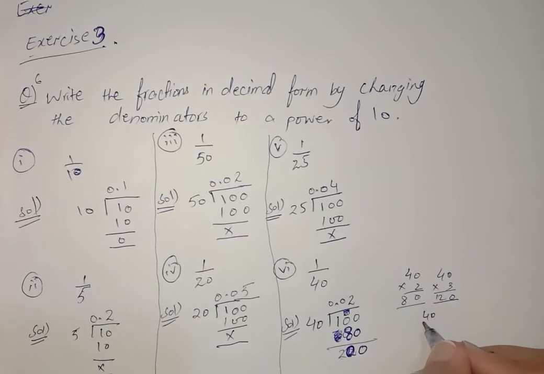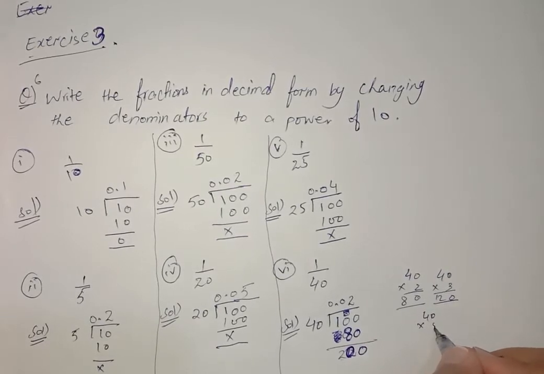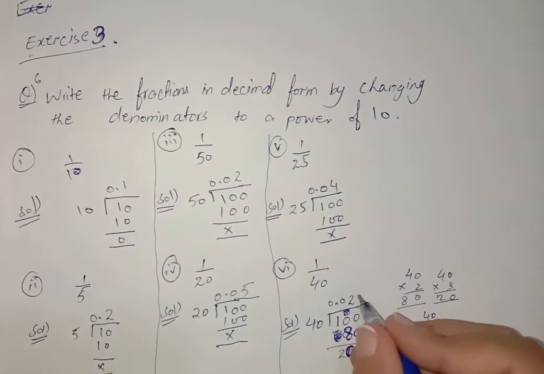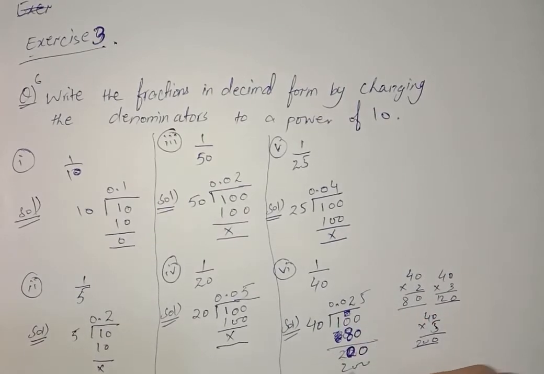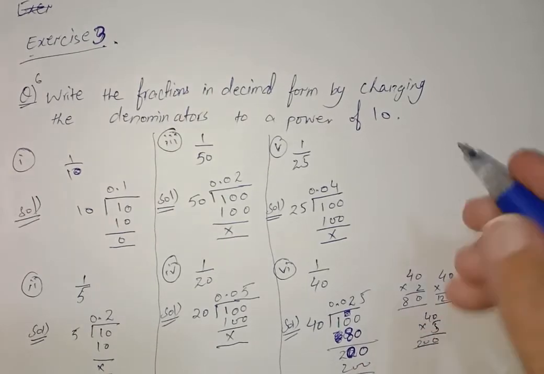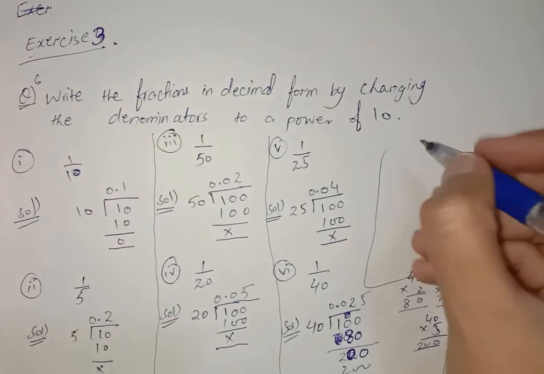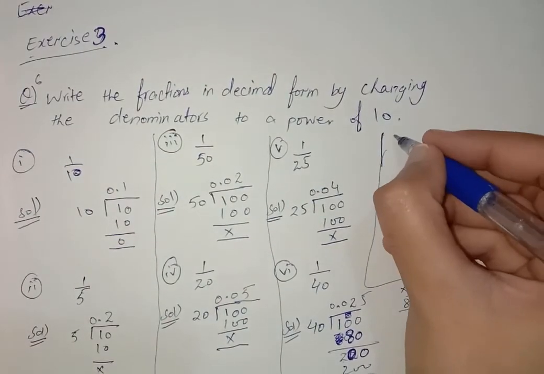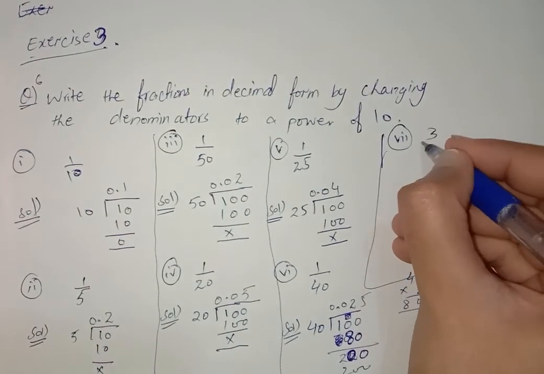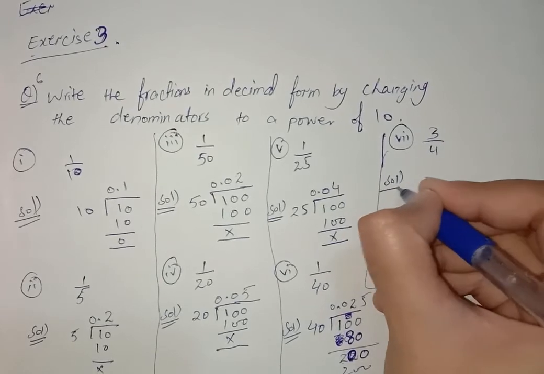But now we have to check if 200 comes in a table of 40. 5 0 0, 5 4s are 20. Yes, 40 5s are 200. Okay, now move towards its next part, which is 3 by 4. Now we have to solve it.